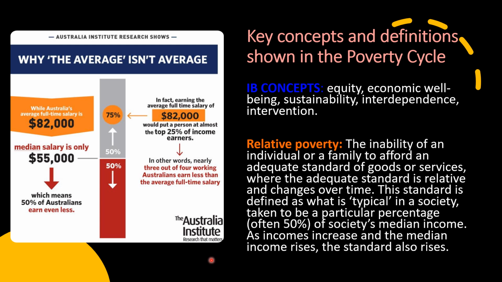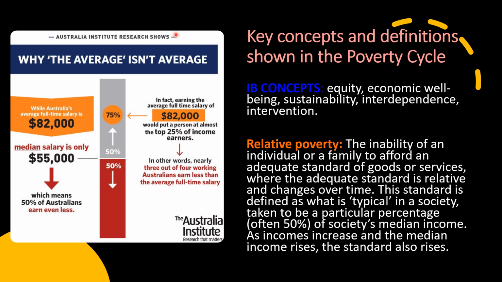And then relative poverty is the inability of an individual or family to afford an adequate standard of goods or services, where the adequate standard is relative and changes over time. This standard is defined as what is typical in a society, taken to be a particular percentage, often 50% of society's median income. And then as incomes increase and the median income rises, the standard also rises. So it's relative to that.